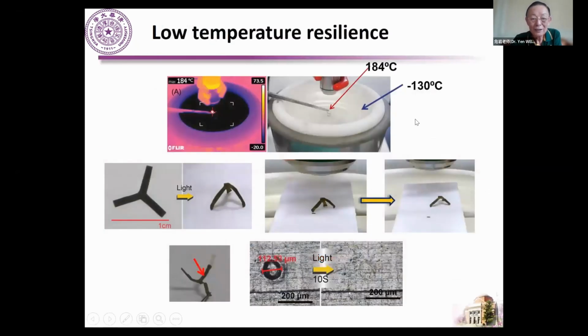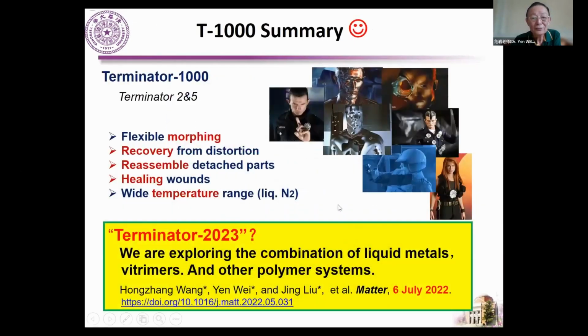Okay, so at low temperature, we can do the same thing, to minus 130 degrees centigrade. We put a little insect there, and then we use photo driven, they can still move, they can still do photo welding, you can do the wound healing. Therefore, this material is almost like science fiction, can do everything like a Terminator can do. The new Terminator today, I will not talk about.